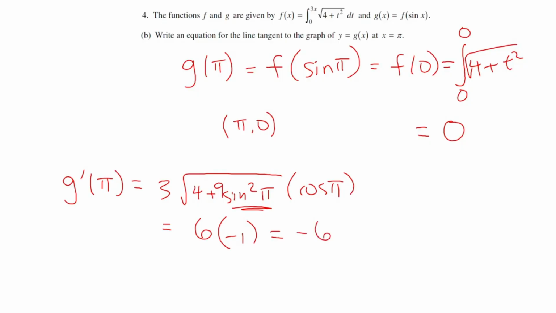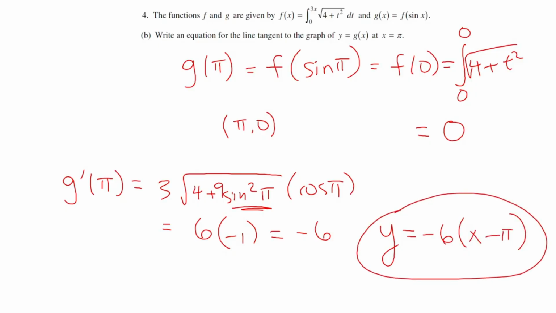So our equation should be y minus 0 equals our slope of -6 times x minus pi. And that's our answer for part B. They gave you 2 points there. 1 if you found either g of pi or g prime of pi, and 1 for having the actual equation with the correct values for both of them.